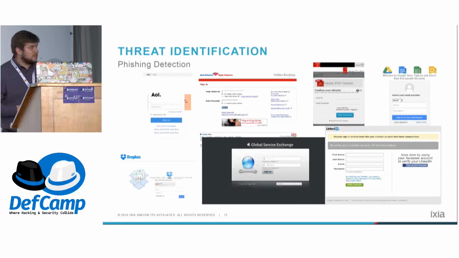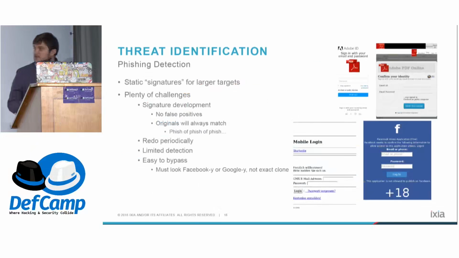Okay, one more threat I'd like to talk about is phishing. Y'all know phishing comes in all sizes, flavors, colors, whatever you want to call them. Whenever there's some sort of major breach somewhere, it started with a phishing email. So we tried our hand at phishing detection, even though it's a very difficult problem. One way to do it is using static signatures for the larger targets out on the internet. But this quickly becomes unfeasible because there are a lot of challenges.